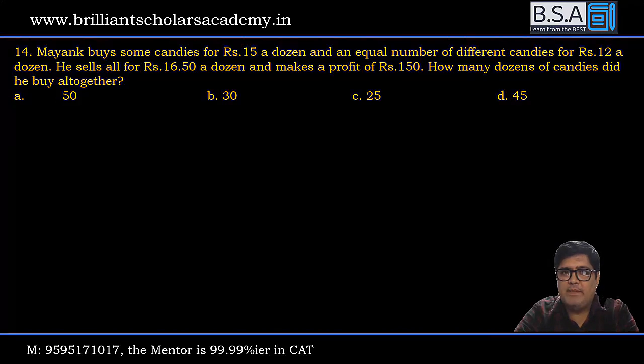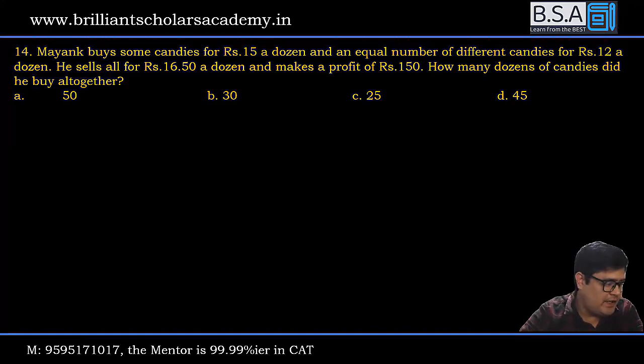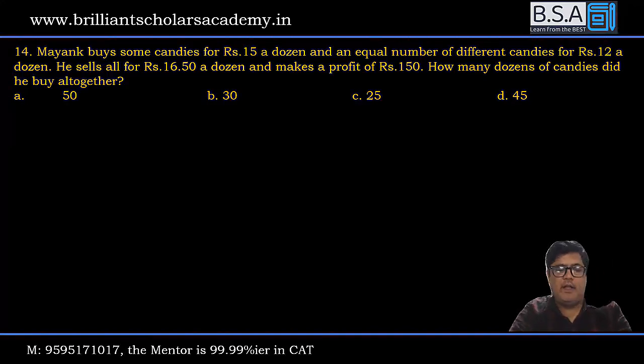Mayank buys some candies for rupees 15 a dozen and same number of candies for rupees 12 a dozen. He sells all of them for rupees 16.5 a dozen, makes a profit of rupees 150. How many dozens of candy did he buy altogether?